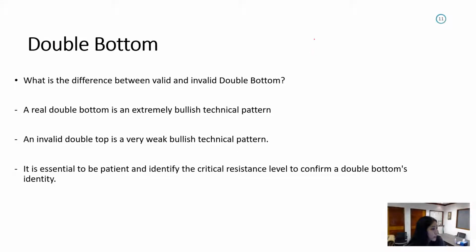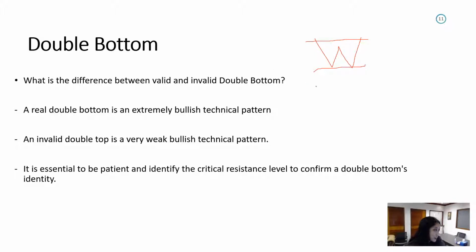So a valid double bottom would be showing like this, right? This is a support level. It will be the same height or same low. The first bottom and the second bottom will be the same low here. And they will have the same level of neckline, which is the resistance level over here. They will be the same here. That is considered a valid double bottom.